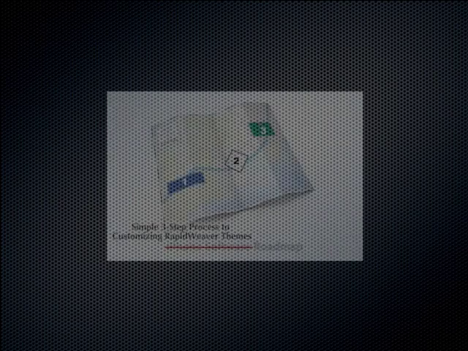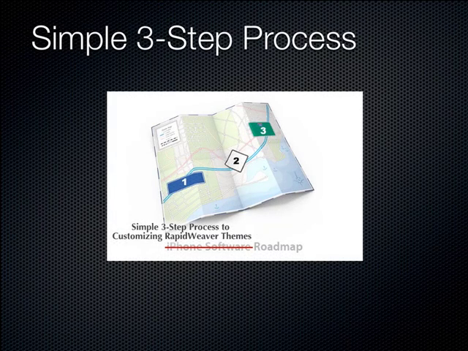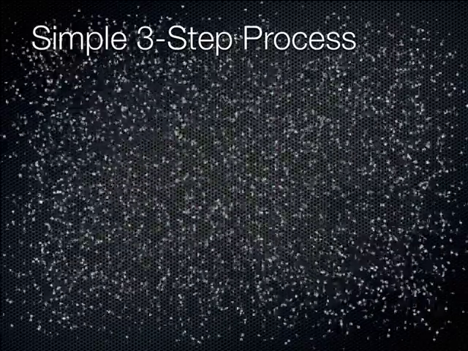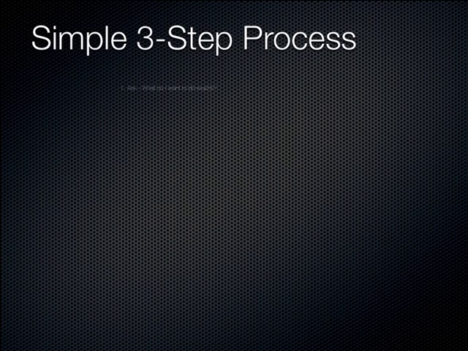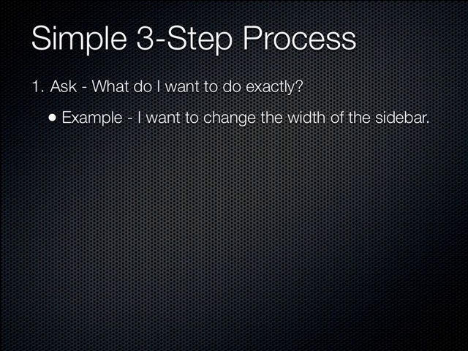So now that you understand how CSS and HTML work together, I'll explain the simple 3-step process to customizing a RapidWeaver theme. The first step is to ask, what do I want to do exactly? For example, I want to change the width of the sidebar, or I'd like to change the height of the header image, etc.